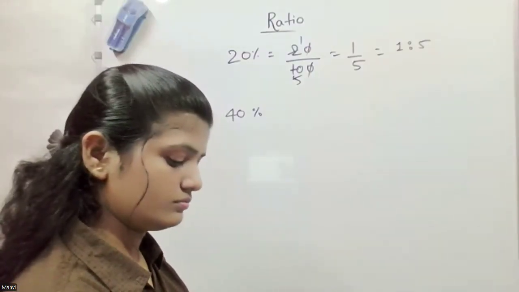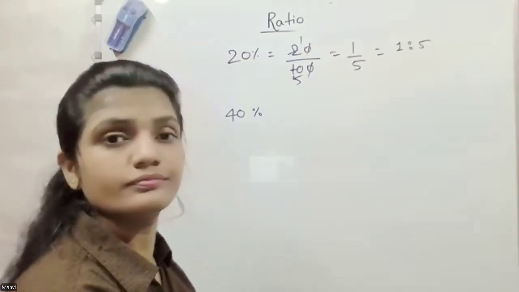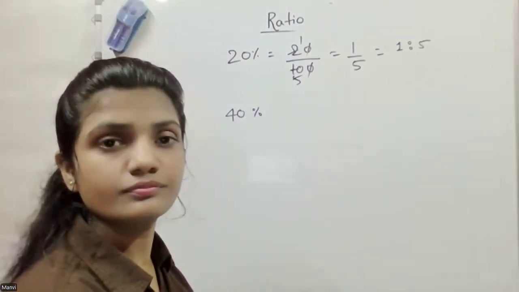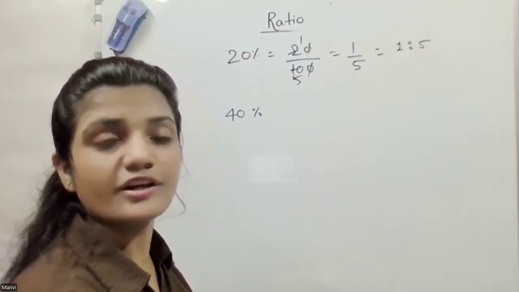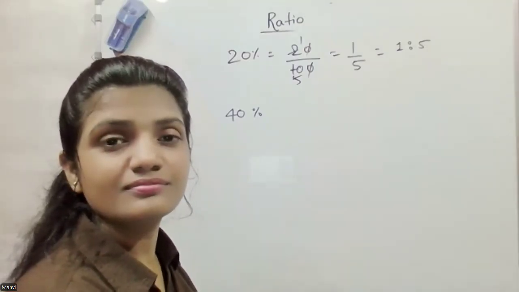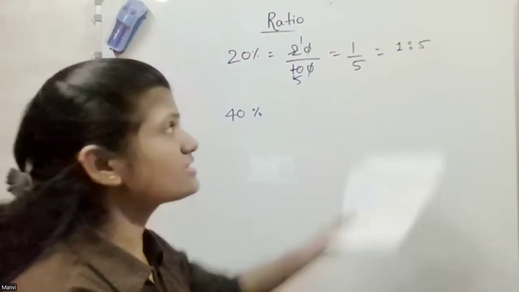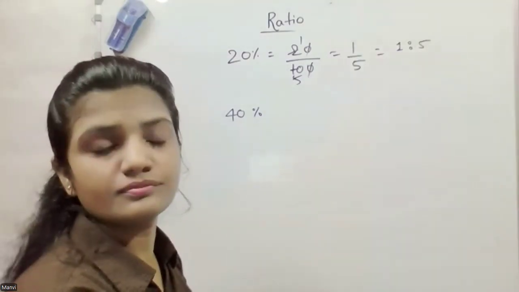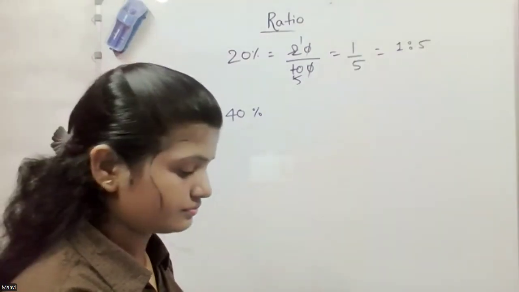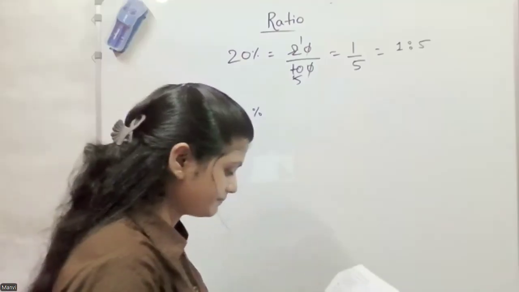Will it be 2? Oh, I'm saying the ratio. Can I tell the fraction or the ratio or both? Just the ratio. Okay, 2 ratio 5. Yeah, you're correct.